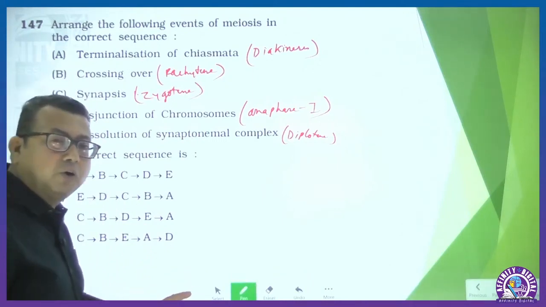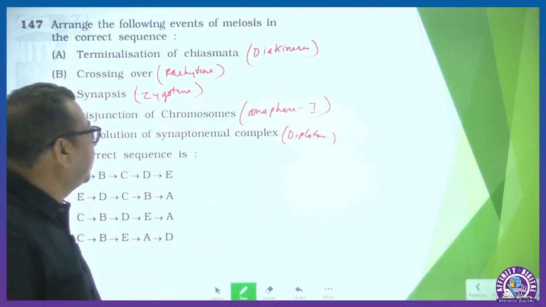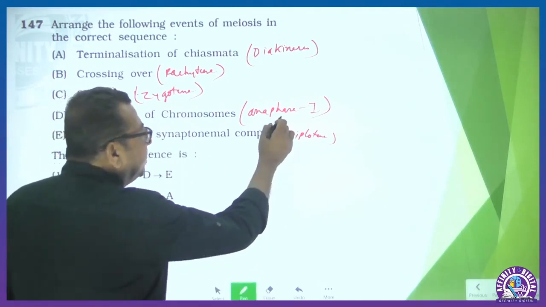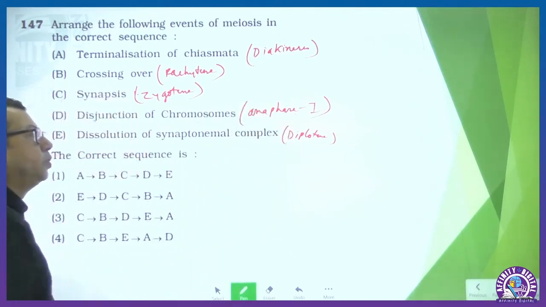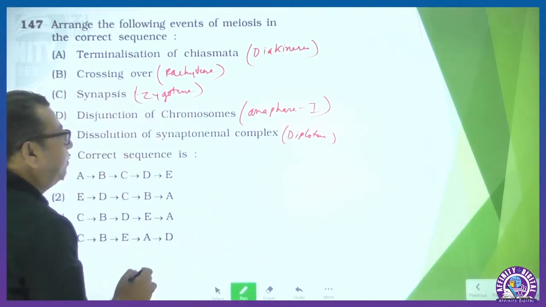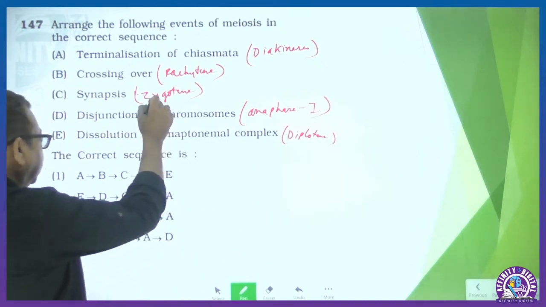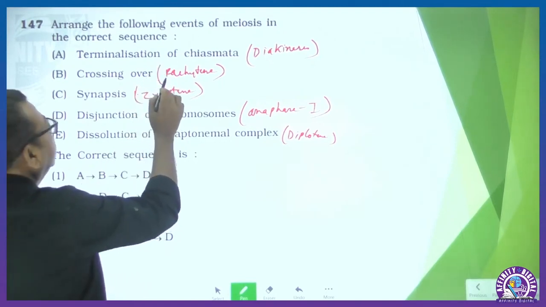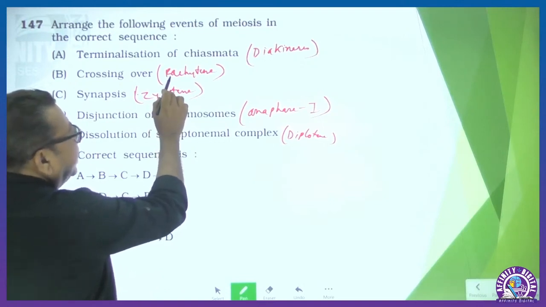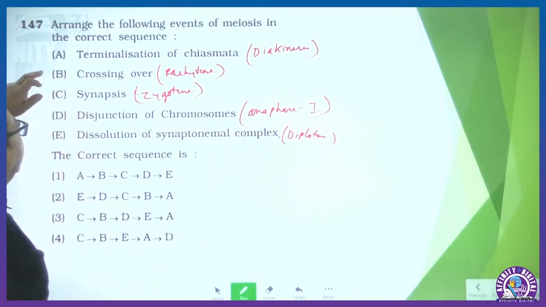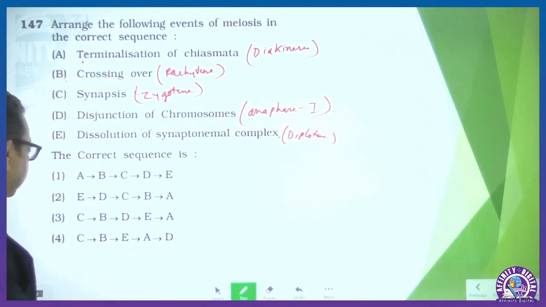Due to shortening of microtubules or spindle fibers, the homologous chromosomes segregate to the opposite poles of the cell at anaphase stage. Separation of homologous chromosomes to the opposite poles of the cell is called disjunction of homologous chromosomes. So what will be the first item? C, then B, then zygotene... C, B, then E, then A, then D. So the answer will be option number 4.